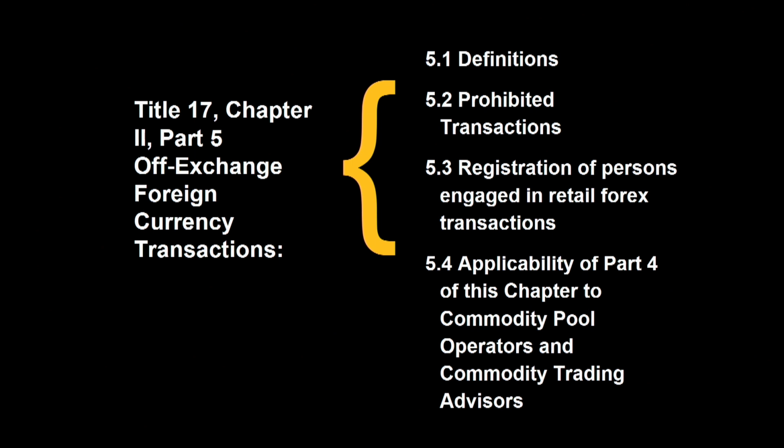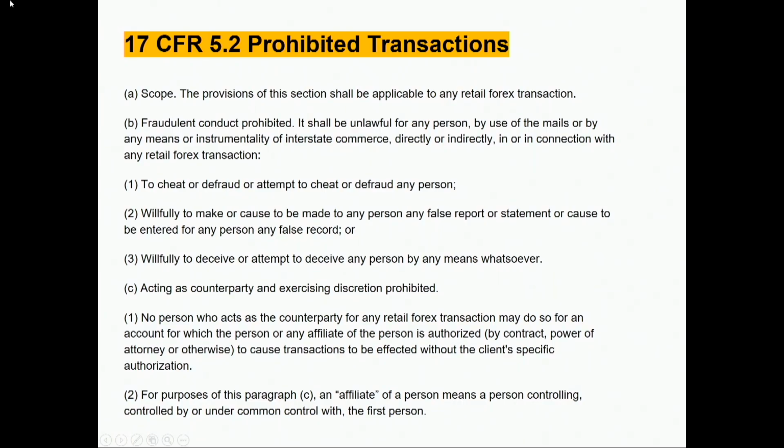We'll look at Section 5.2, which covers prohibited transactions. The citation of this regulation is 17 CFR 5.2. That is, Title 17 of the CFR, Part 5, Section 2. Notice that the regulation looks a lot like a statute. It's formatted in pretty much the same way.